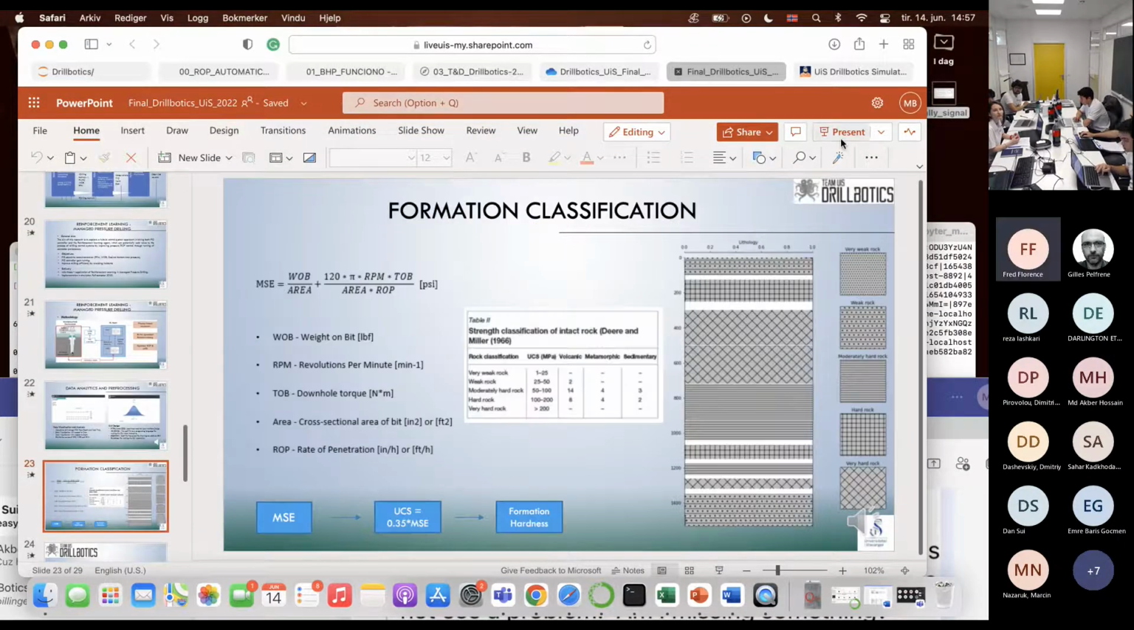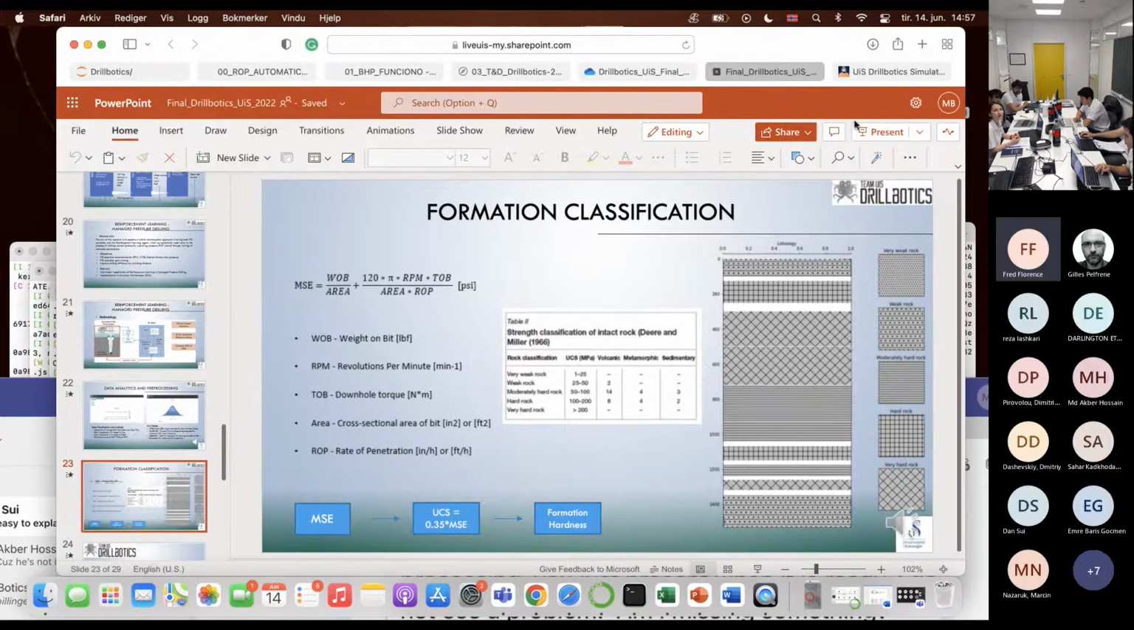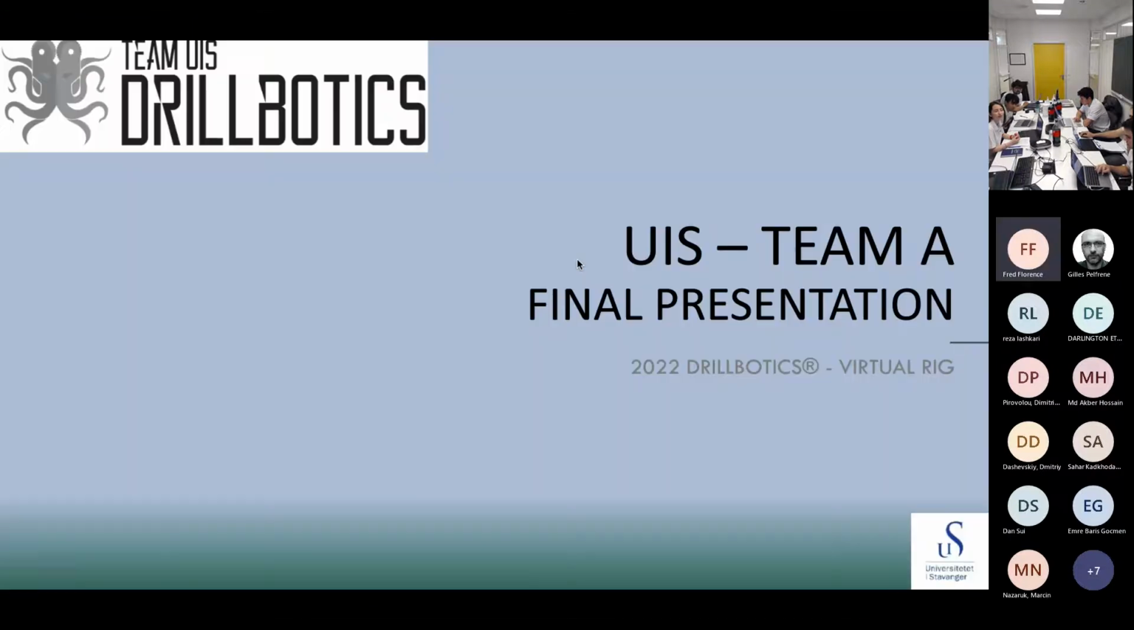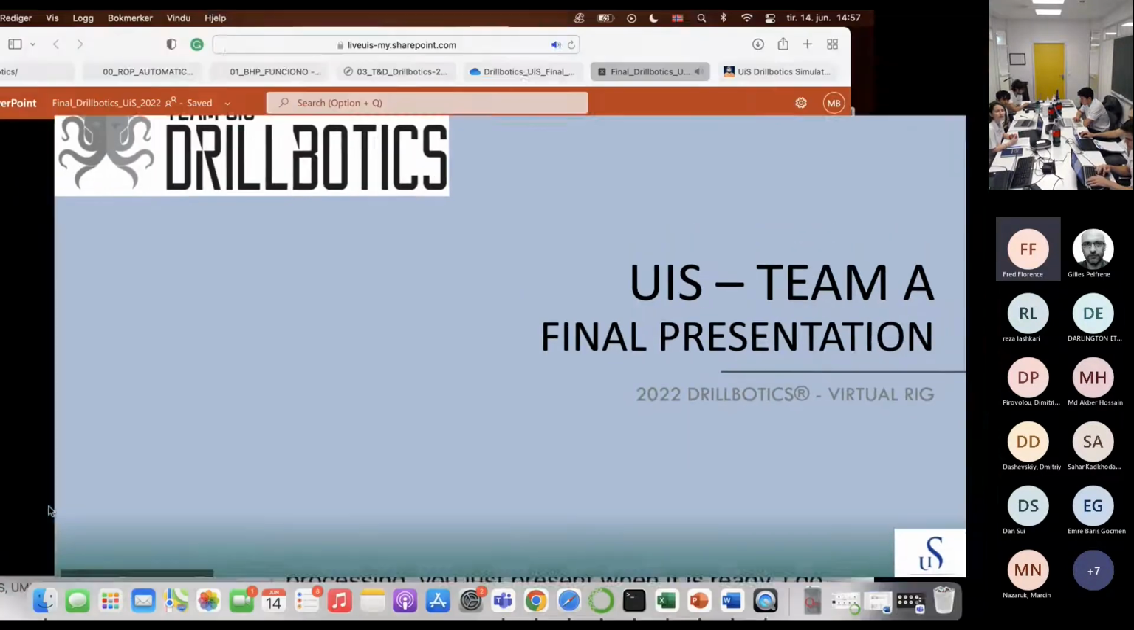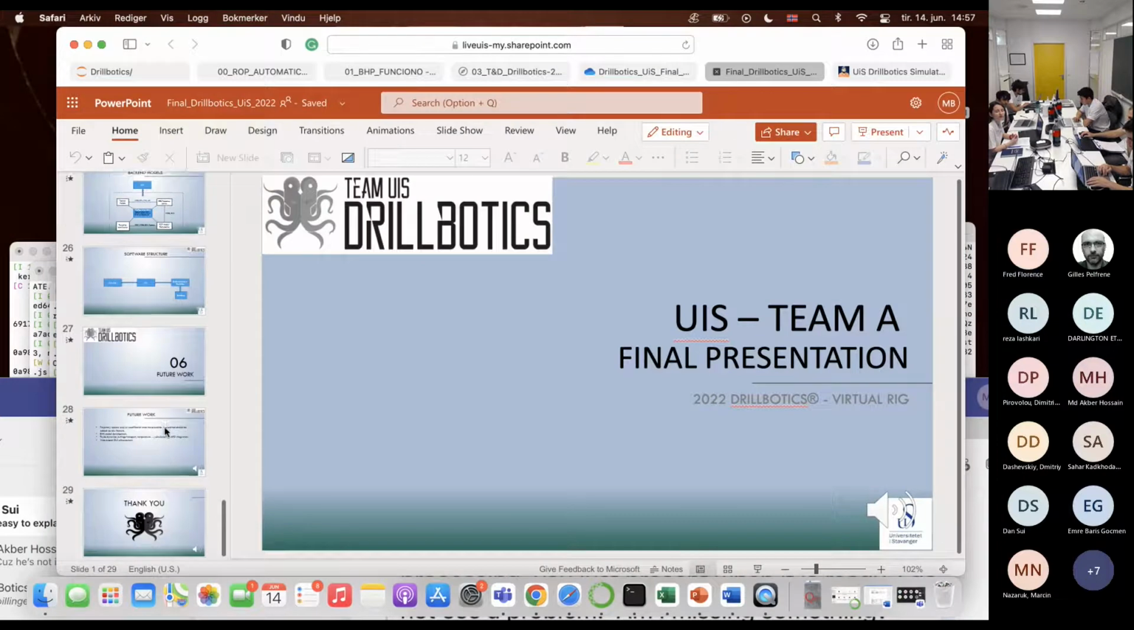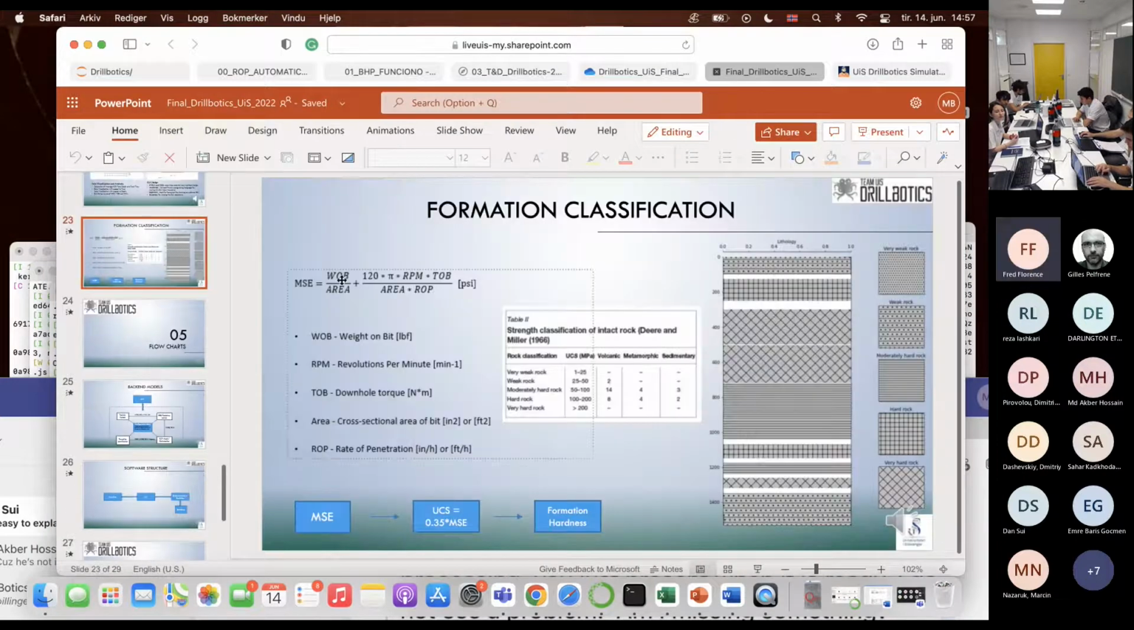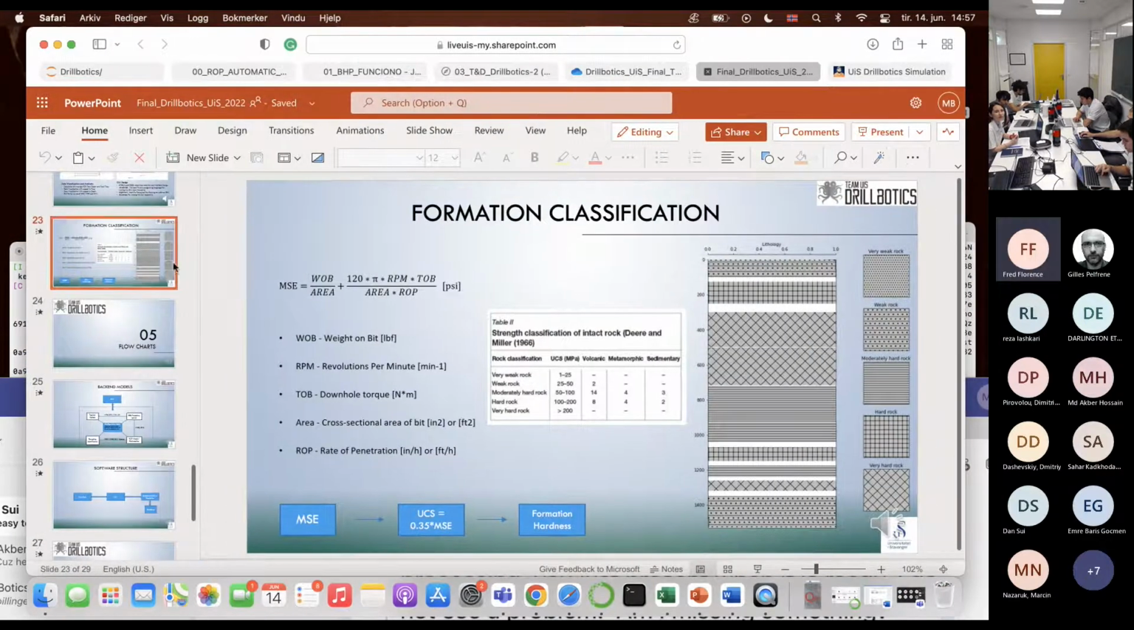At the bottom, you show... So, were you trying to classify the formations as your model essentially is drilling them, or do you have those formation hardnesses already as an input that you would then use to perturb the model, to disturb the model?